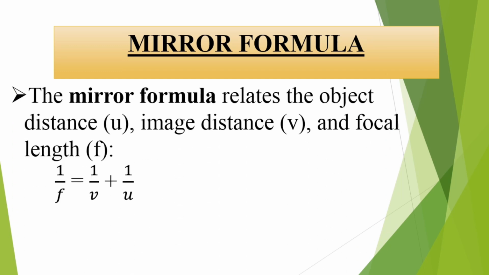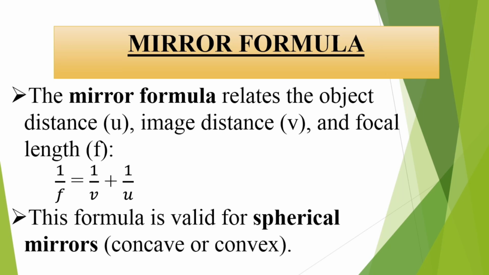The mirror formula is a key relation in optics that connects the object distance, image distance, and the focal length. It is a relationship between v, u, and f. The mirror formula can be written as 1 by f is equal to 1 by v plus 1 by u. This formula applies to both concave and convex mirrors. By using this formula along with the sign convention, we can find the position of the image or the focal length if any two values are known.